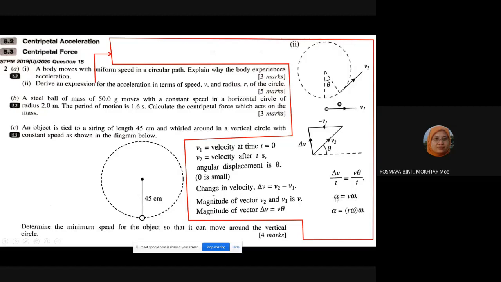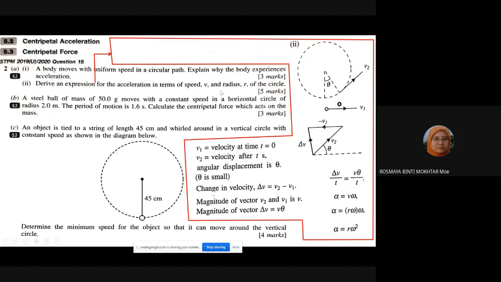A or alpha can be used as a symbol for rate of change of velocity. From the previous derivation, v equals r omega. You can substitute this into the equation and simplify, and the acceleration equals r omega squared. Then check the question.